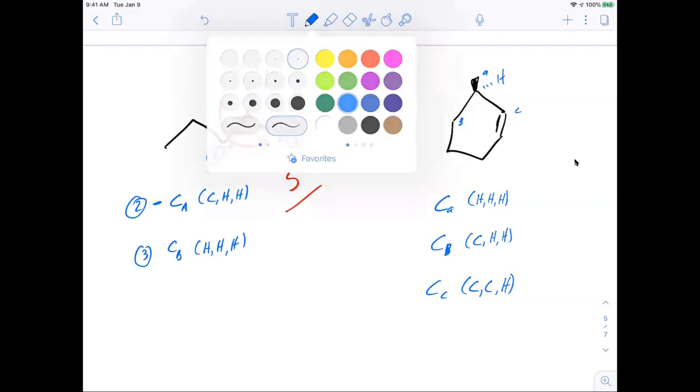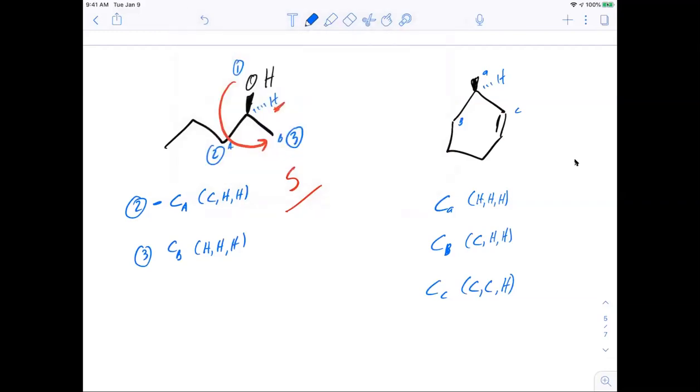So then if we look at our priorities, then this is going to be 1, 2, 3, and then the hydrogen will be 4. So let's put that on here. So C was 1, B was 2, A was 3. I go from 1 to 2 to 3. That is clockwise R. Where's my lowest priority? My lowest priority is back. So this is R. Okay.